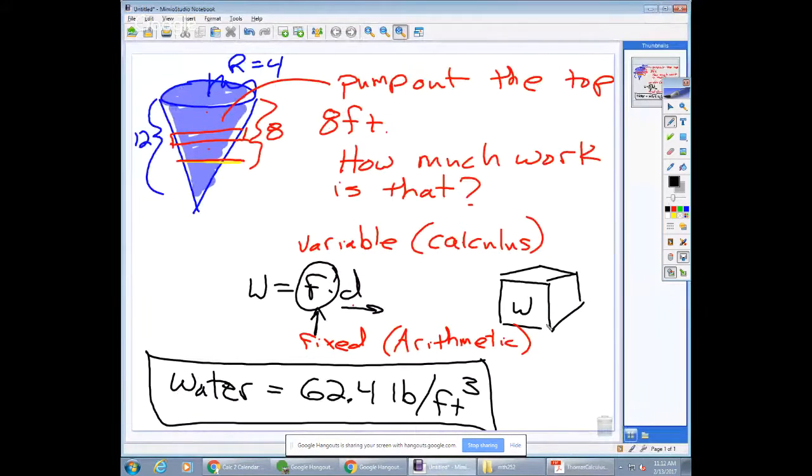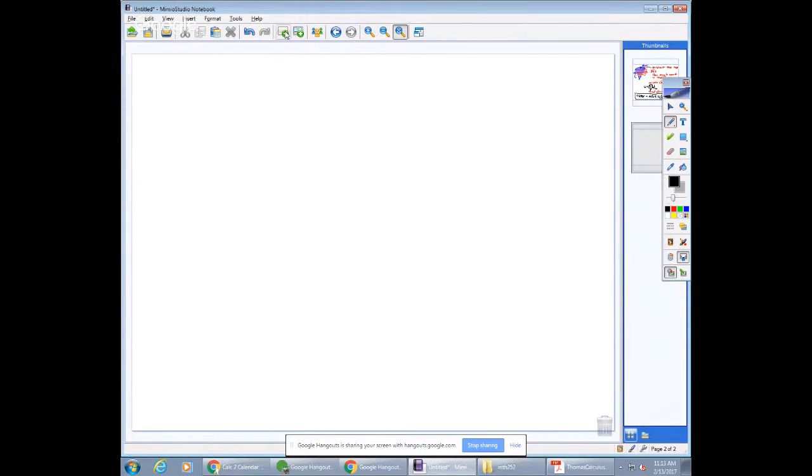Okay, so let's go about doing it again. What we need to do is sketch out our cone so we can work with this. And I'm going to kind of reverse this. I'm going to say y going down is positive, so that's going to be 12 down there. And I'm going to put x equals 4 over here.